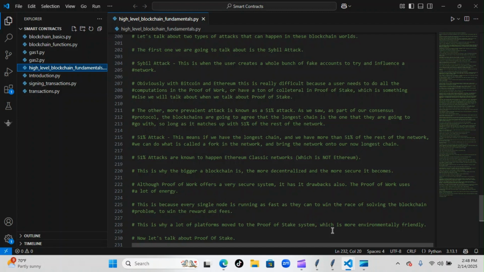51% attacks are known to happen with Ethereum Classic networks, which is not Ethereum. This is its own separate thing. This is why the bigger a blockchain is, the more decentralized and secure it becomes.